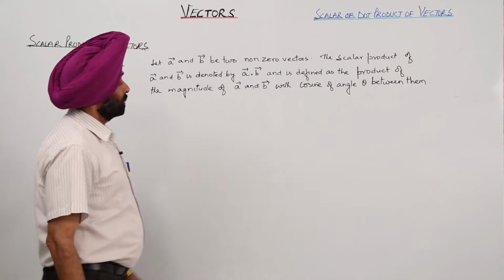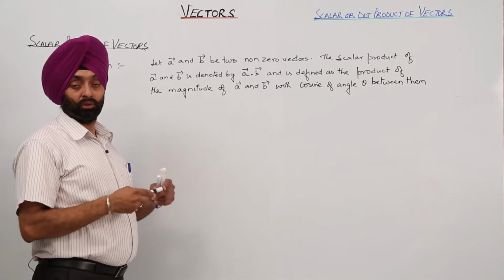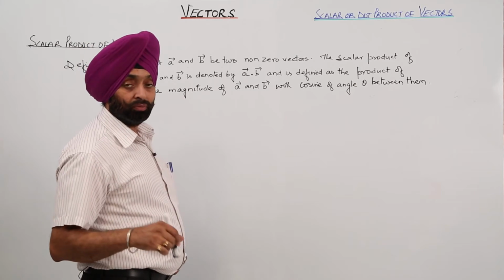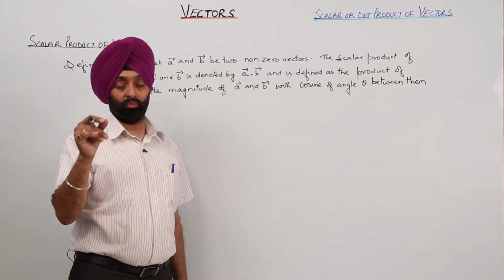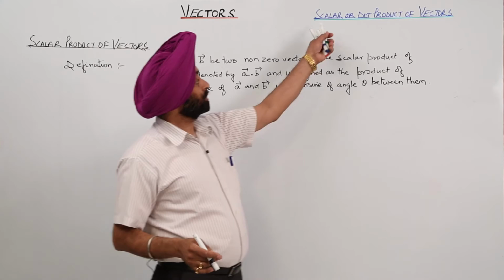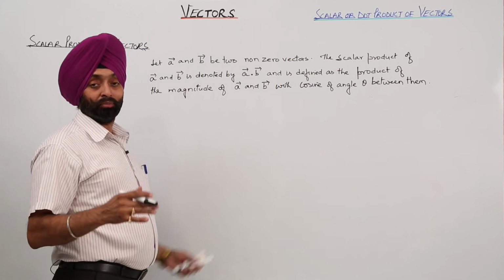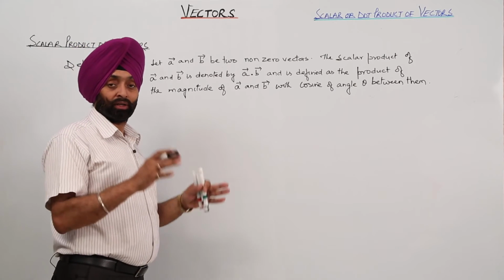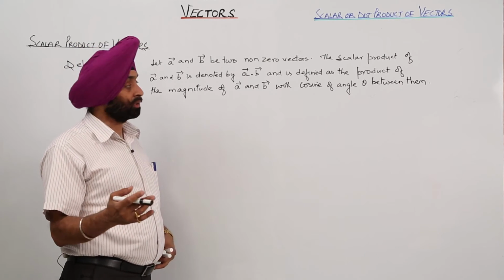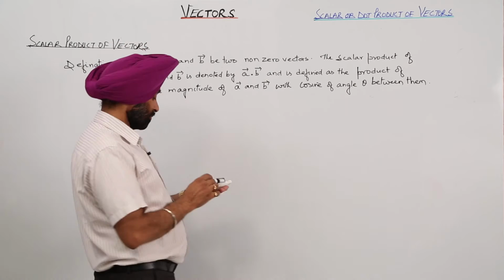Once again, if A and B are two non-zero vectors and we are denoting it with A dot B, that's why it is written as scalar or dot product. And how is it defined? The magnitudes of vector A and vector B with the cosine of the angle theta between them.